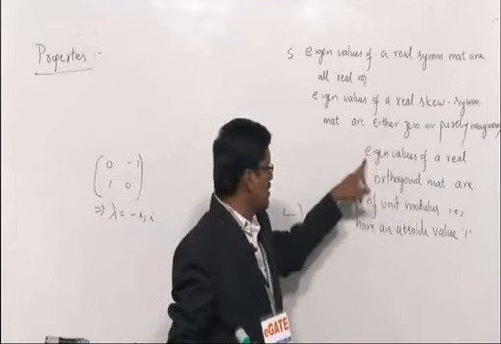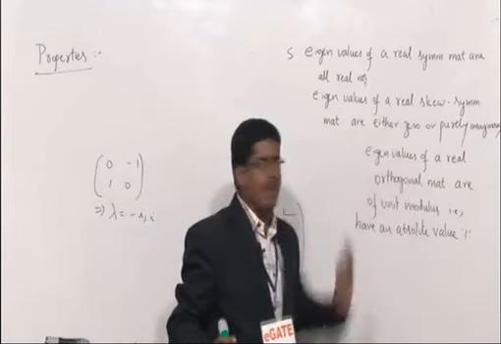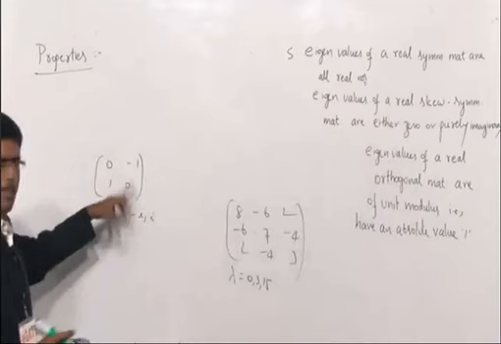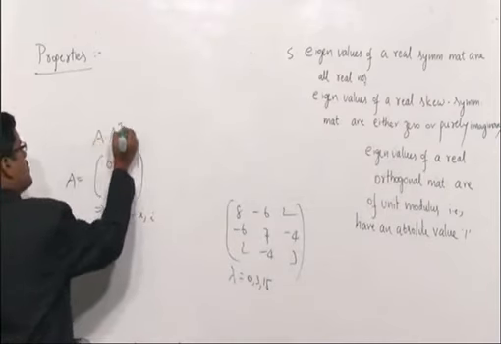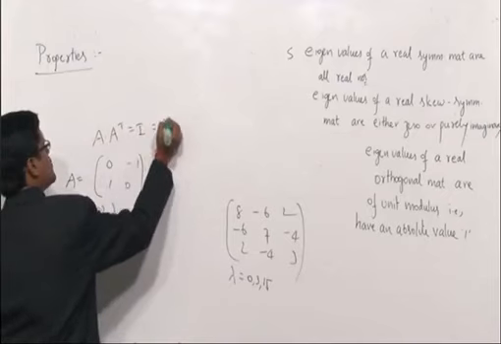Now the third one is eigenvalues of a real orthogonal matrix. This is an orthogonal matrix. If I say this is A, here A into A transpose is equal to I is equal to A transpose into A.